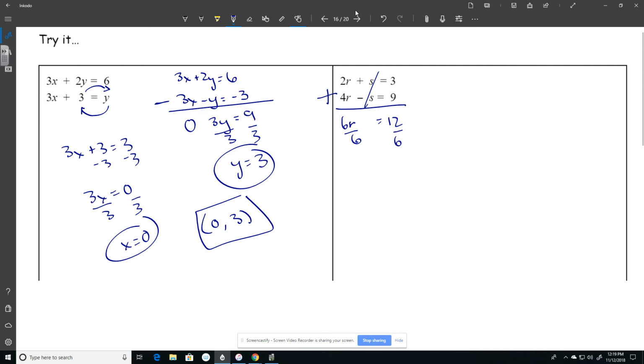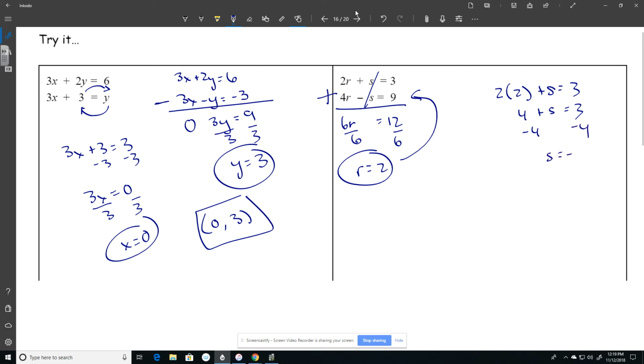Divide by 6, r equals 2. And then I plug that back in. So 2 r's, so 2 times 2 plus s equals 3. So 4 plus s equals 3, minus 4, s is equal to negative 1. So your solution is r equals 2 and s equals negative 1.